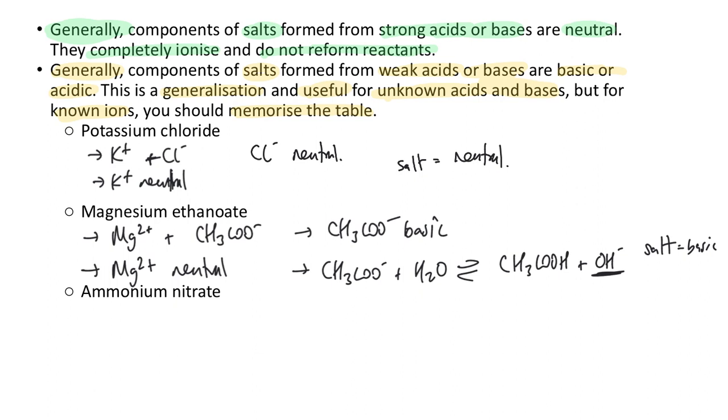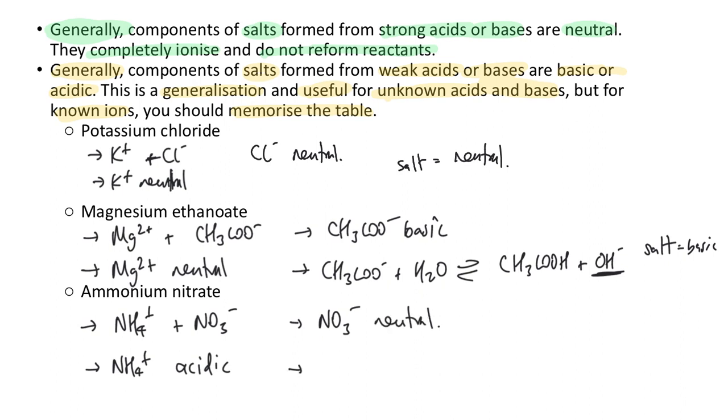All right, then ammonium nitrate. It forms from two ions, the ammonium and the nitrate. The ammonium is acidic, the nitrate is basic. No, not basic, neutral. For the NH4 plus, you show that it's acidic by showing what it will form when it reacts with water, which is the hydronium ion. Therefore the salt is acidic.